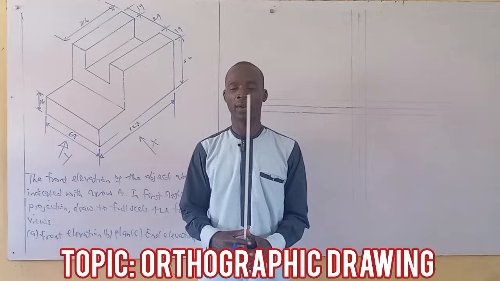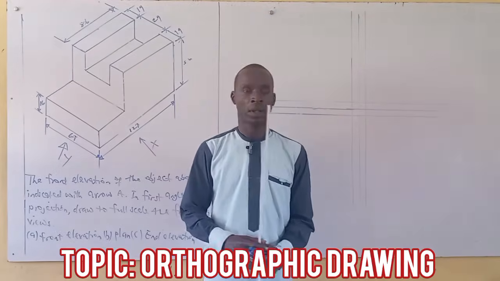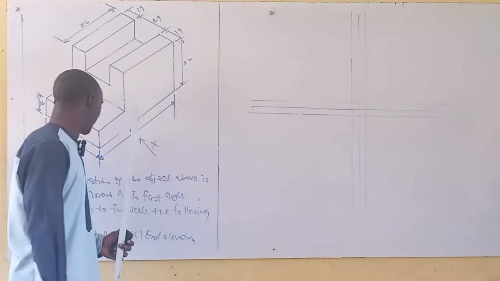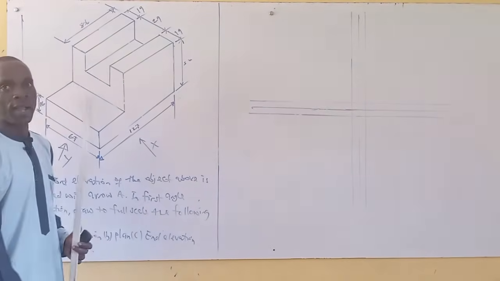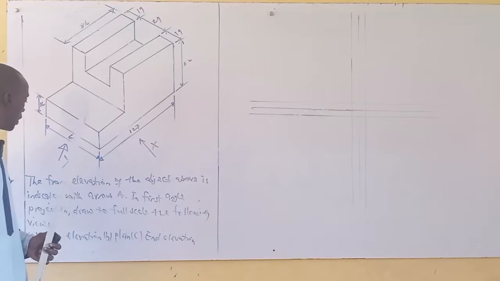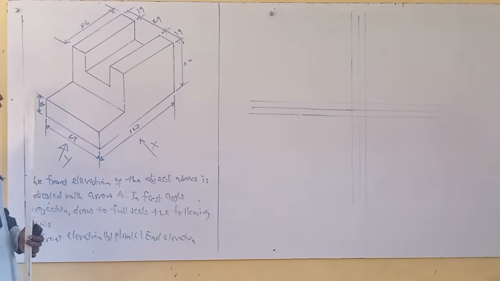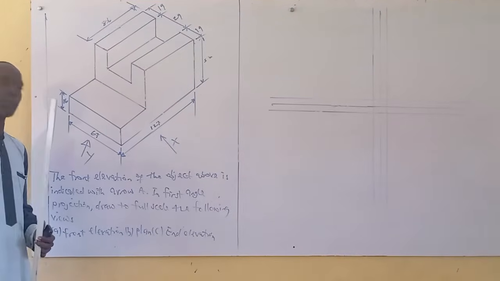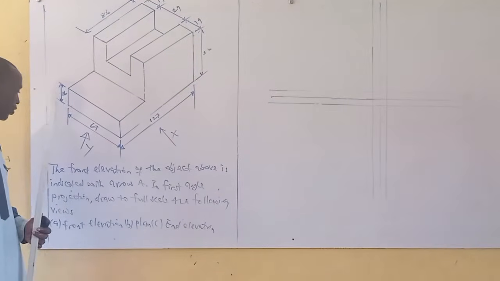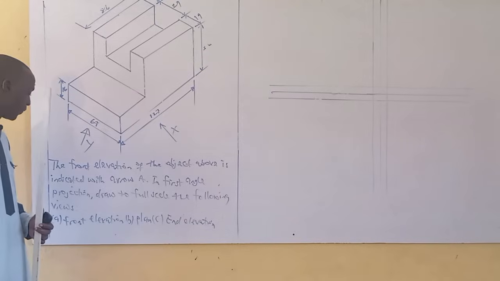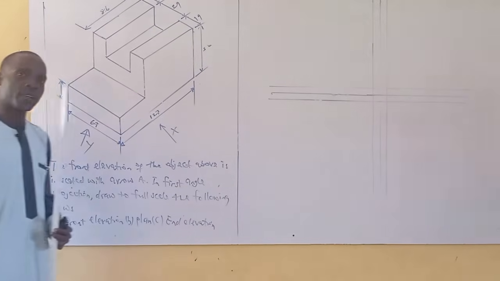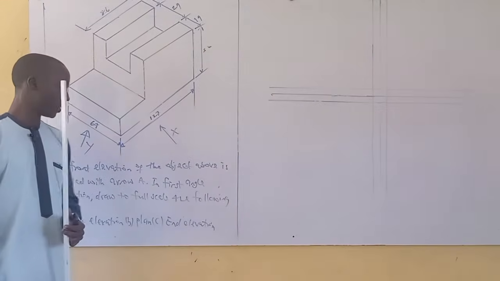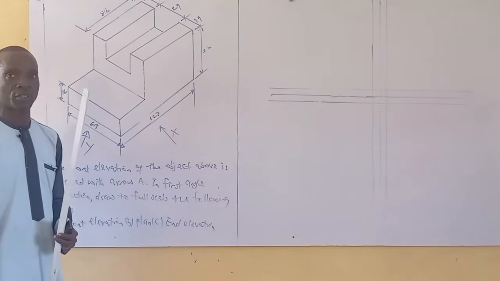Today, we're going to talk about orthographic drawing. As you can see on the board, we have a question regarding a certain isometric block. The front elevation of the object above is indicated with arrow A. In first angle projection, draw to full scale the following views. A. The front elevation. B. The plan. C. The end elevation.